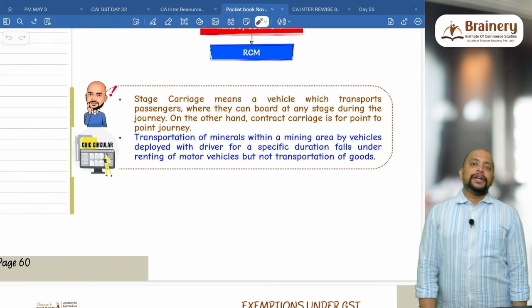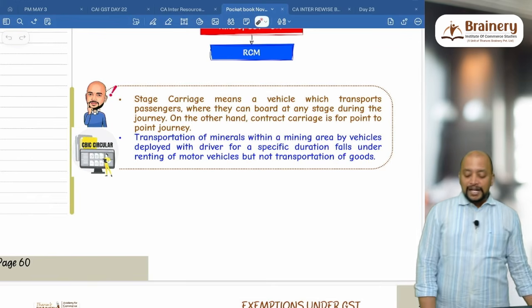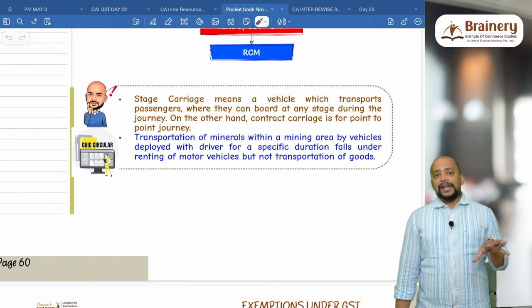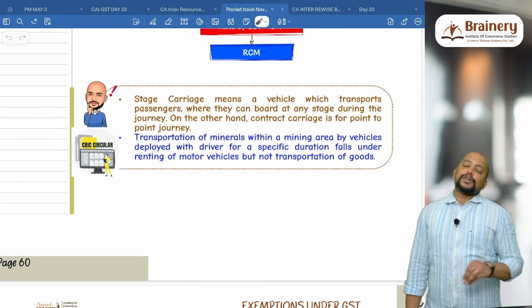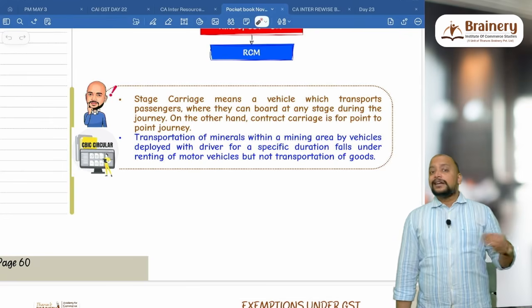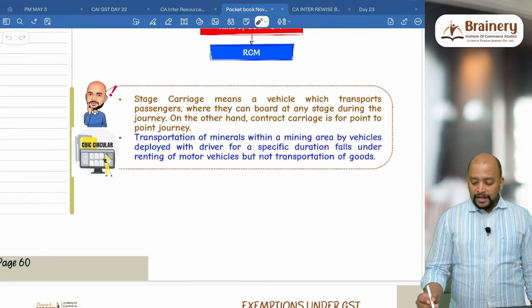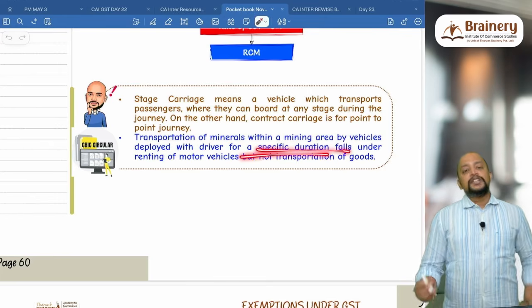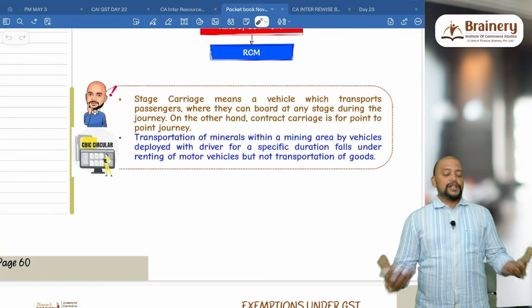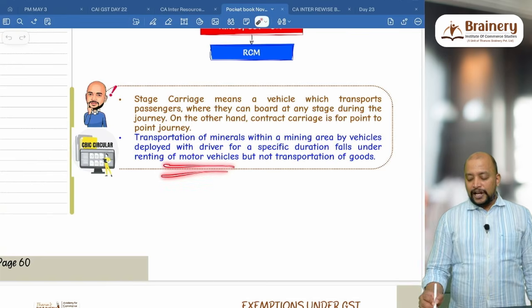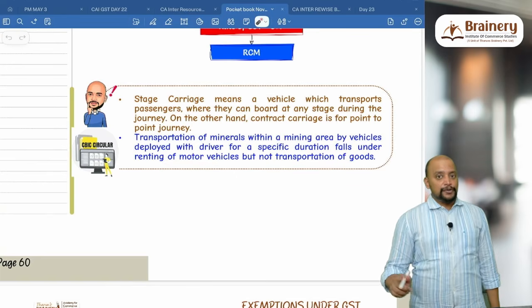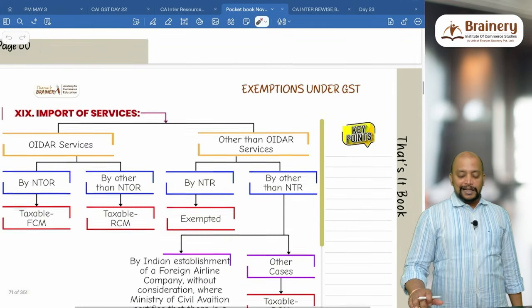Then there is one more point. Usually transportation of minerals within a mining area by vehicles, that will not come under transportation of goods, that will come under renting of motor vehicles. Because transportation of minerals within a mining area by vehicles deployed with driver for a specific duration, the vehicle is at the disposal of the recipient, so you treat it as renting a motor vehicle but not transportation of goods. So therefore it will be coming under taxability.